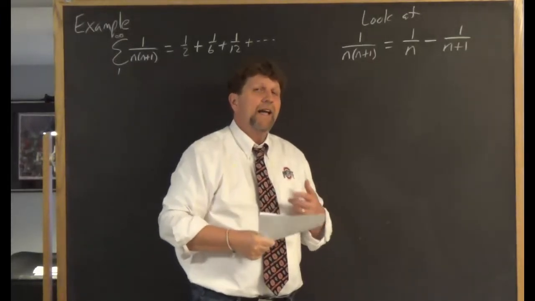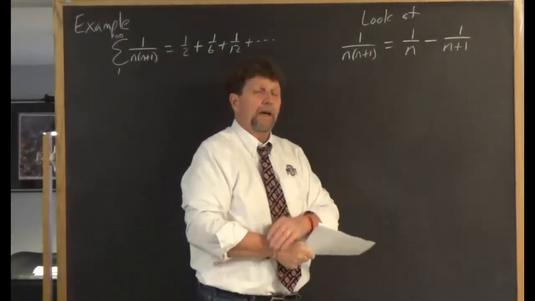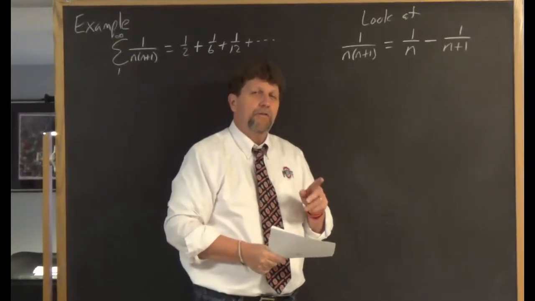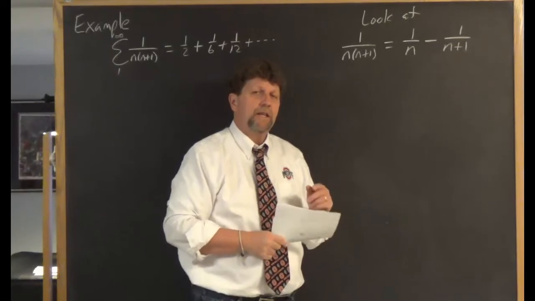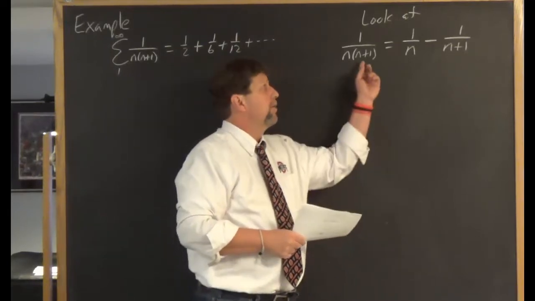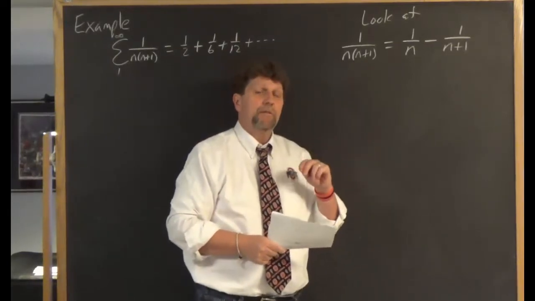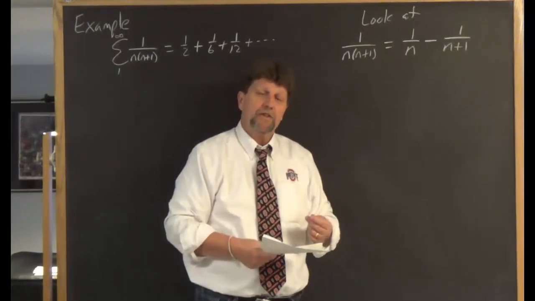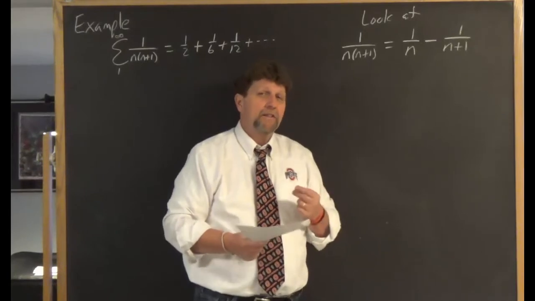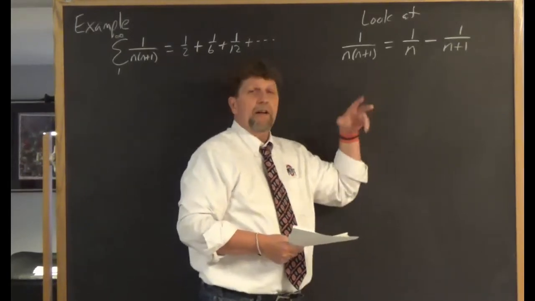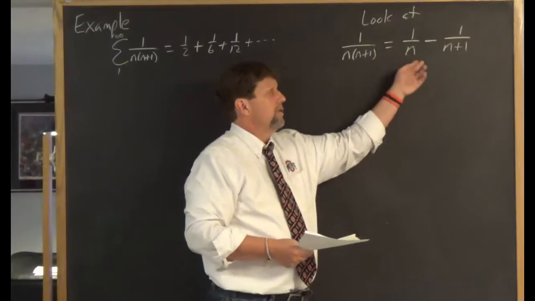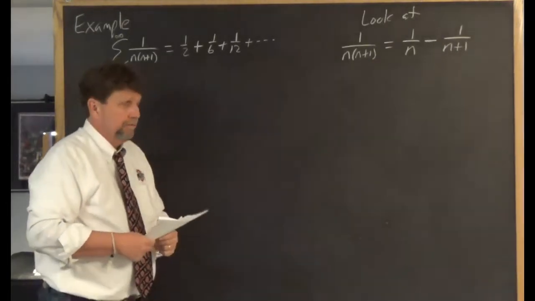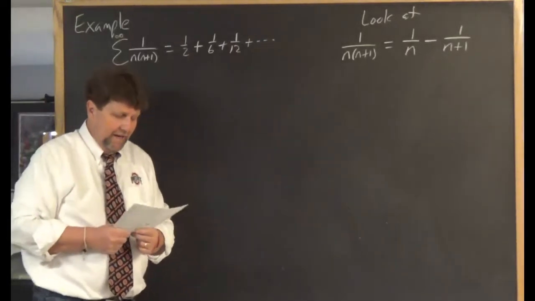Now, what did I do in order to come up with that? It's the old dear friend of ours that we learned in the chapter on techniques of integration. I cranked the 1 over n times n plus 1 through partial fractions. I did a partial fraction decomposition on it. That's the old dear friend. So I'll save that for you to work out on your own to make sure that I'm not lying to you here, and I'm not. So partial fractions came in handy here.